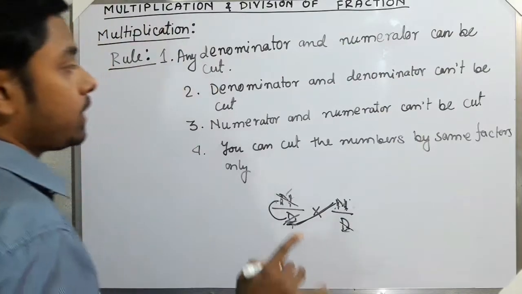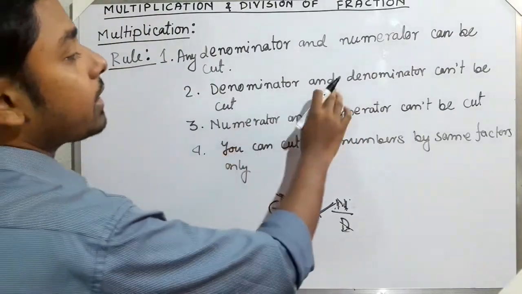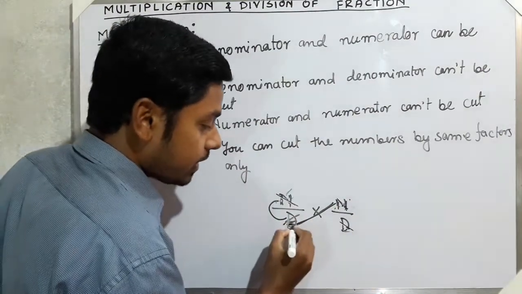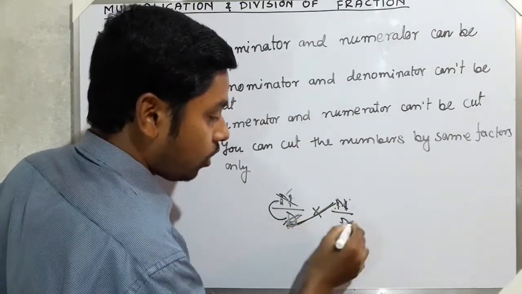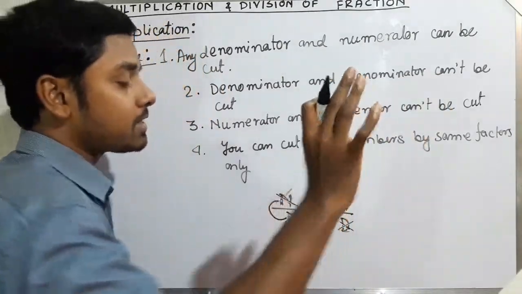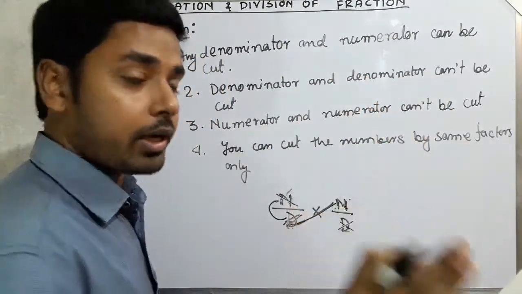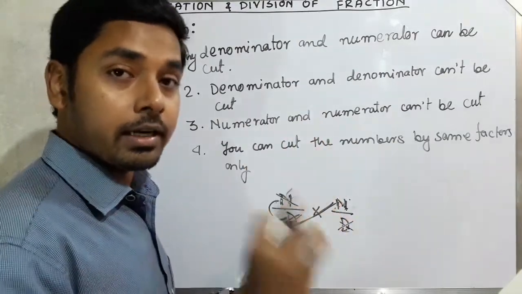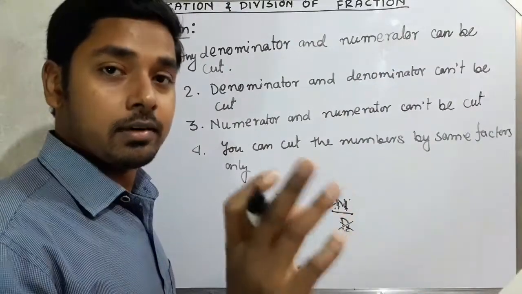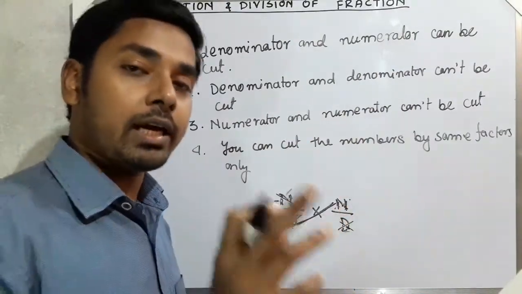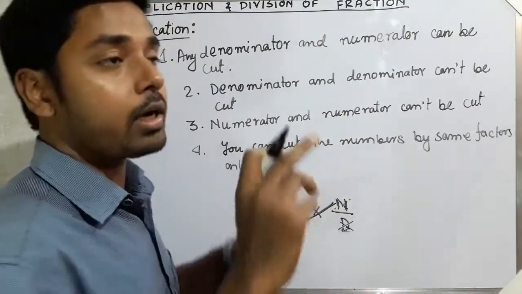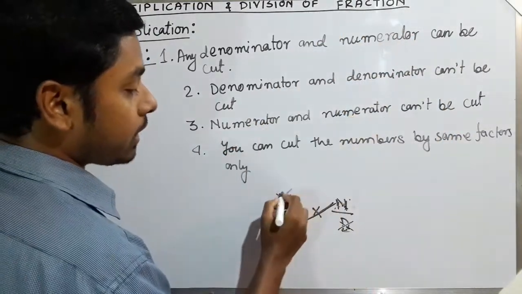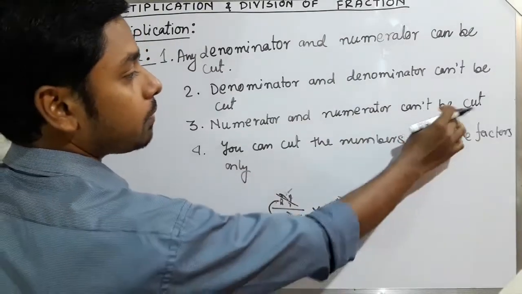Now what is the second rule? Denominator and denominator can't be cut. That means this denominator and this denominator cannot be cut. Down and up we can cut, and down and down we cannot cut. Up and up we cannot cut. That means numerator and numerator can't be cut. It is the main thing.